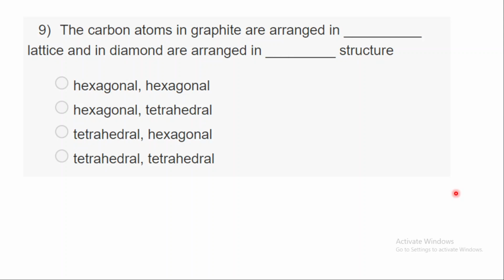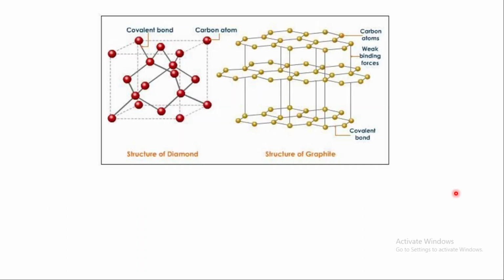Great. So many answers are here and they unanimously point at option B, hexagonal tetrahedral. Let's see if it is the correct answer. Absolutely correct. Carbon atoms in graphite are arranged in hexagonal lattice and in diamond are arranged in tetrahedral structure. Let's see quickly.